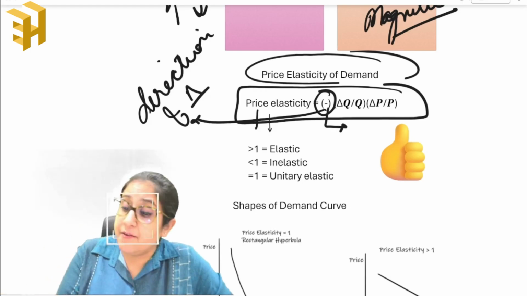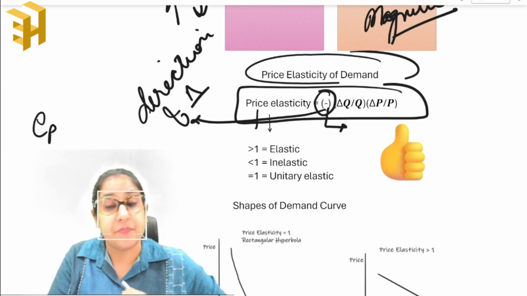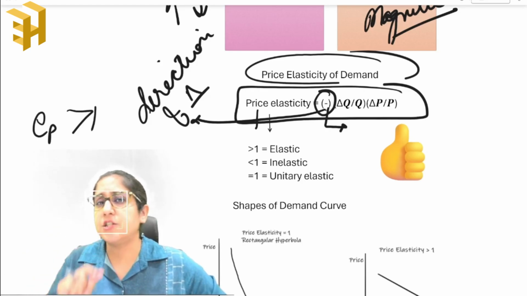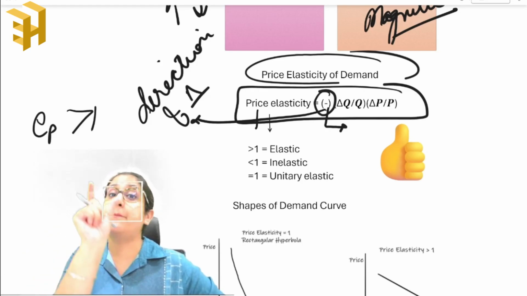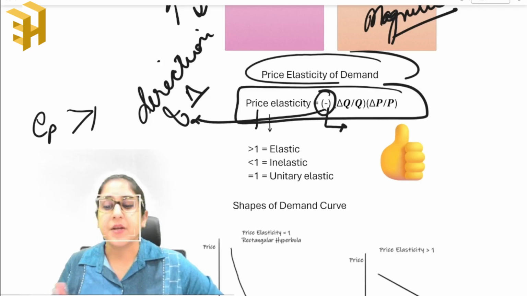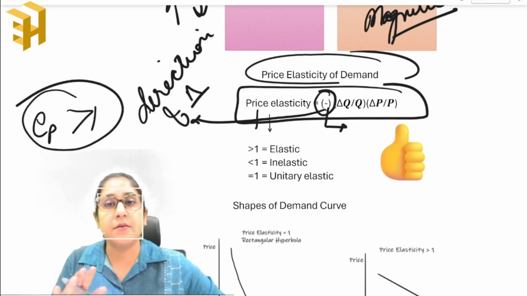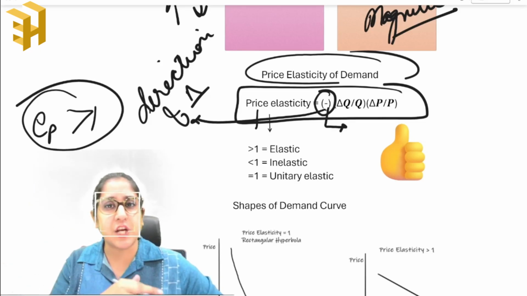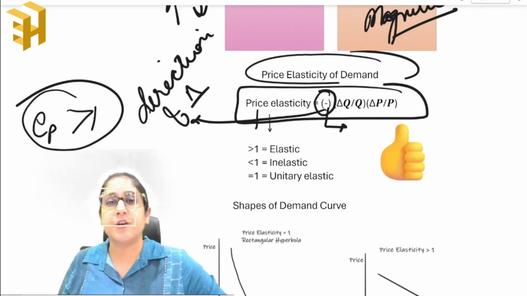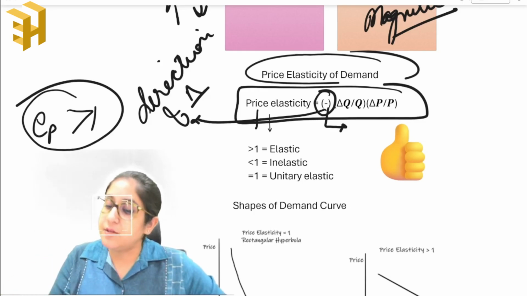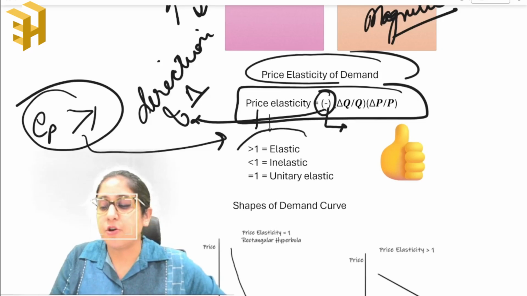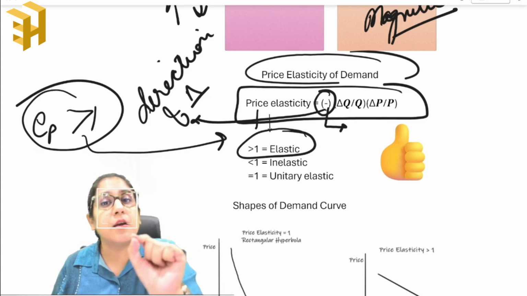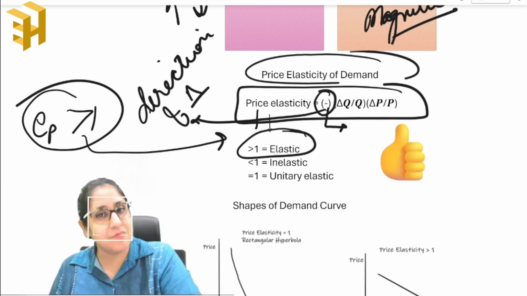Now if the price elasticity of demand is greater than 1, this implies that a small change in price is leading to a bigger change in quantity demanded. Price elasticity greater than 1 implies that the proportionate change in quantity is greater than the proportionate change in price. So this shows that your demand is elastic. That means even a small change in price is bringing about a bigger change in quantity demanded.